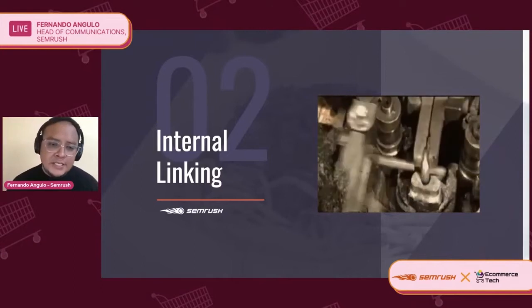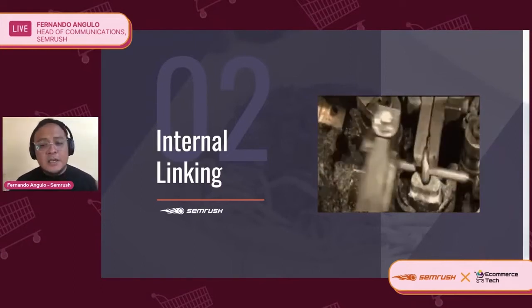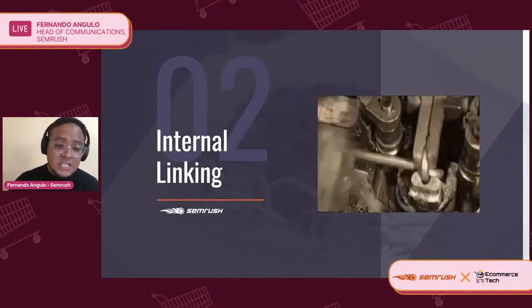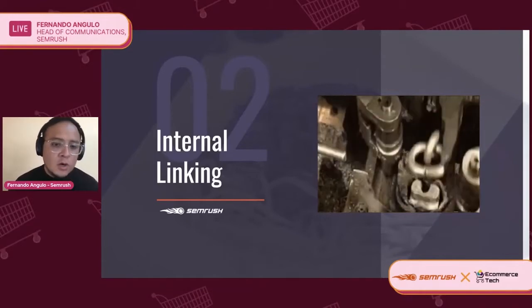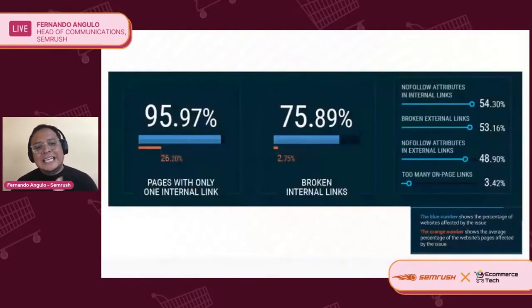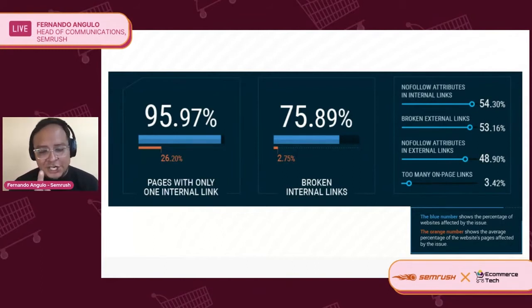So all your pages need to be somehow connected, smart connected with a suggestion, with a previous product, or with an additional product. And let's see here, the main problem with internal linking that e-commerce companies are facing is that about 96% of the e-commerce sites that we have analyzed have pages with only one internal link.